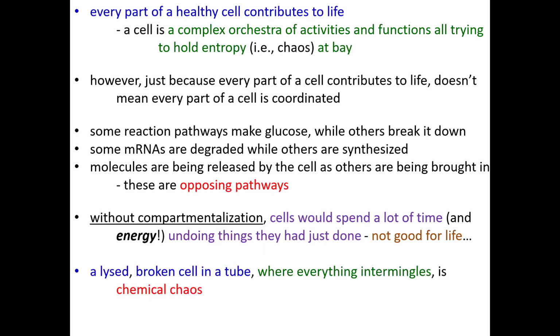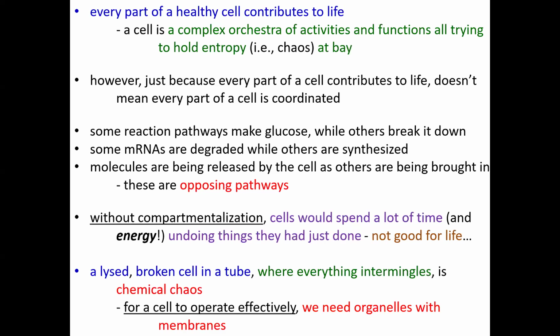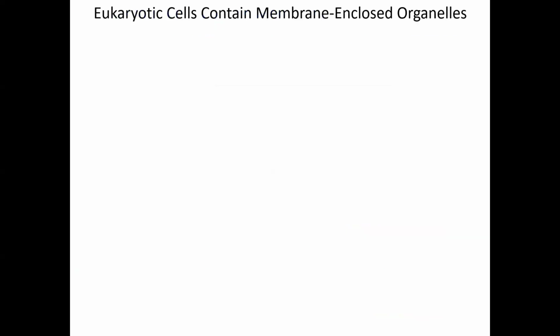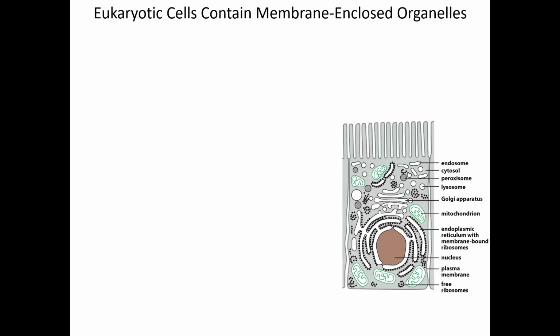A lysed, broken cell where all of that chemistry of the cell can happen in that same place, that lysate, like the homogenate that we use in lab, that's chemical chaos. Everything is intermingling. All these opposing pathways are exposed to one another. That's quickly going to become a very entropic system. For a cell to operate effectively, keep entropy at bay, and remain living, we need opposing pathways compartmentalized. That means we need organelles with lipid bilayers to keep those compartments intact, which is why we spend an entire week talking about organelles and how these opposing pathways are kept segregated.